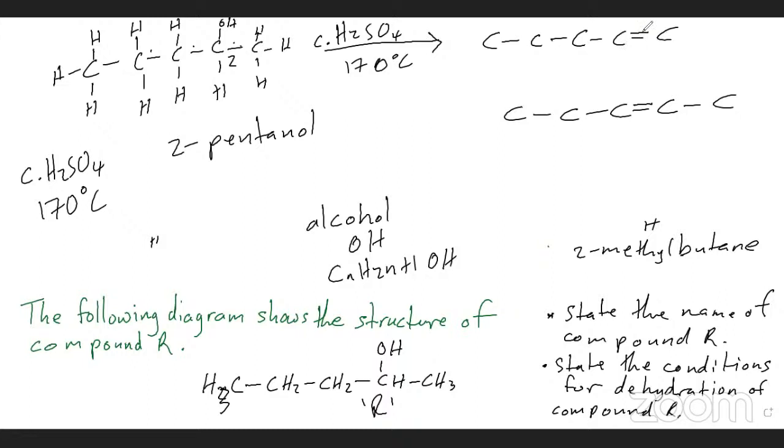If you put it here, what is the name of this compound? Pentene. And the number? 1-pentene. Right. And this would be? 2-pentene. Right. Now, even though I'm not showing the hydrogen here, always put on the hydrogen. Don't leave off any. That's 2-pentene.